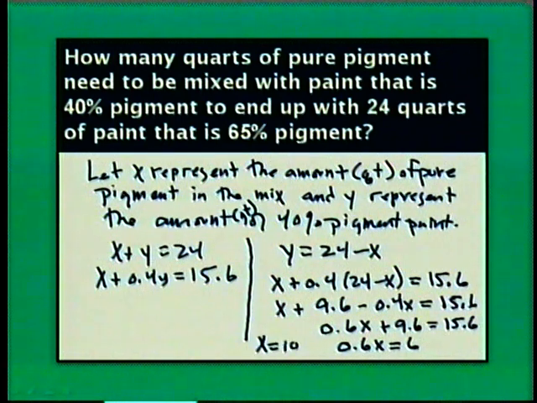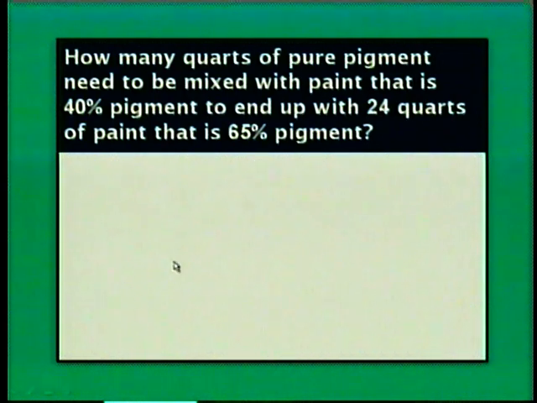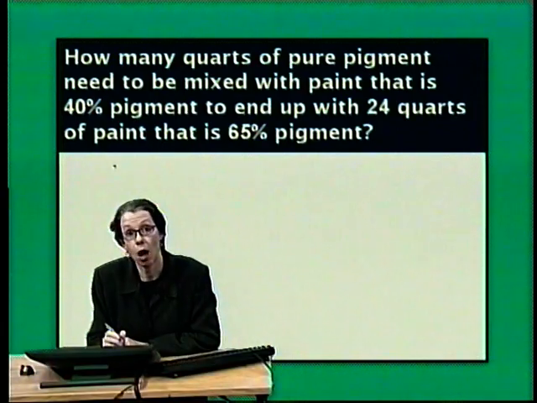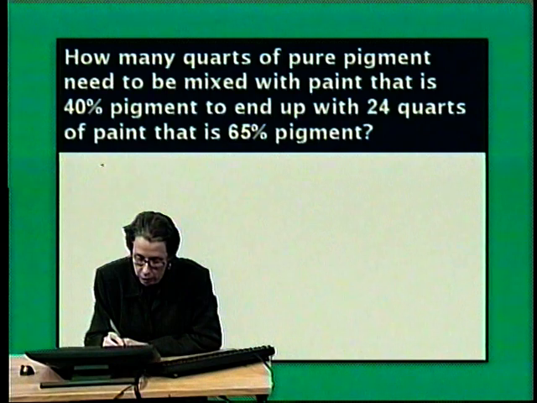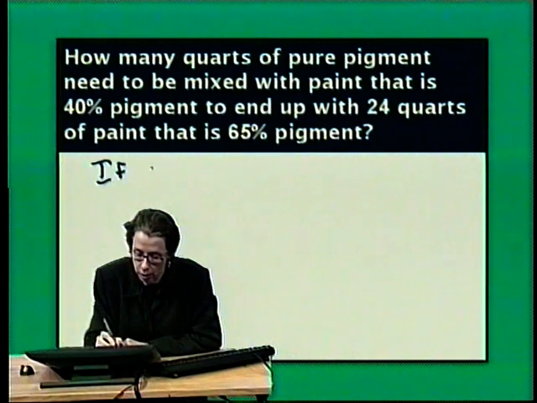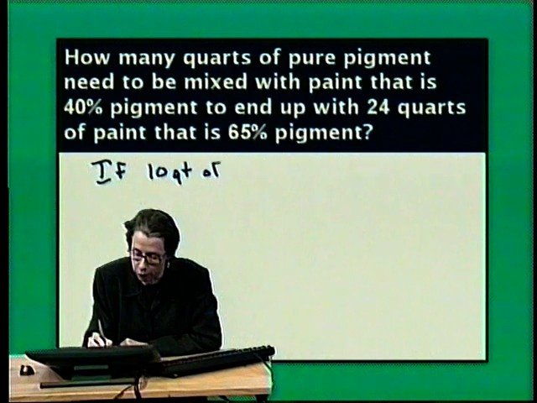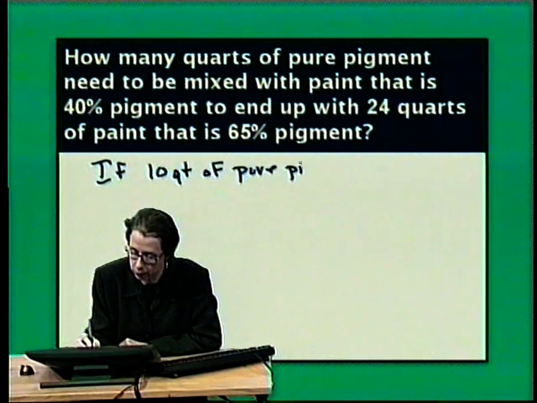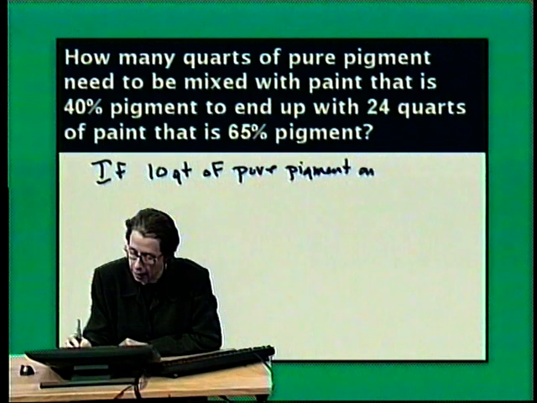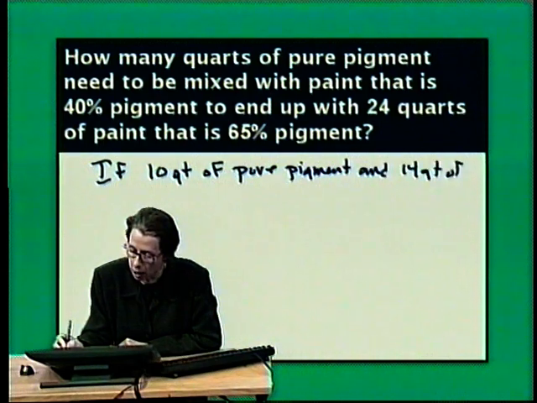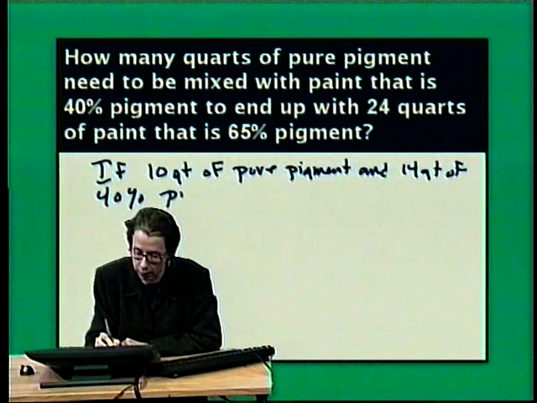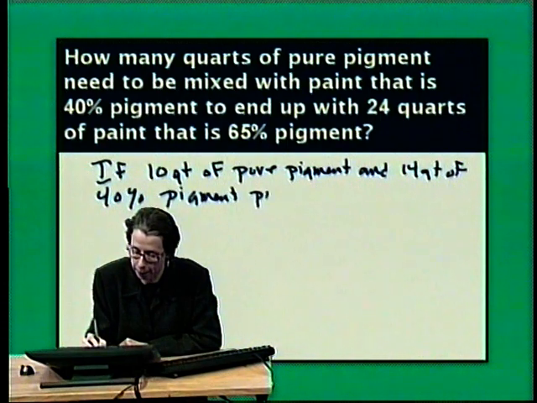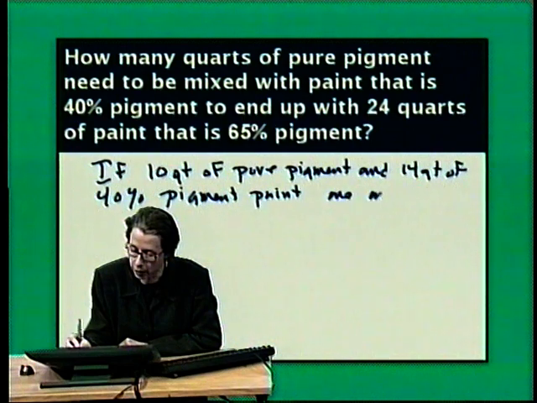Now I have to determine y. Well, I know from the first equation that the sum of x and y is 24, so y must be 14. I need to check my work. So the way I'm going to check it is in the context of the problem. So I'm going to assume that I am mixing 10 quarts of pure pigment and 14 quarts of 40% pigment paint. If these are mixed, what am I going to end up with?